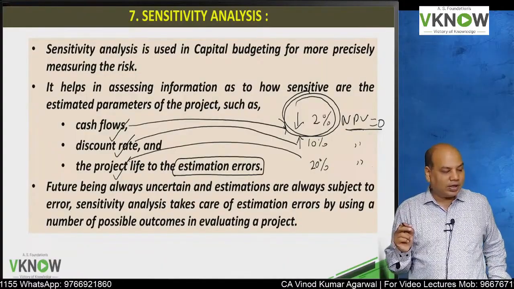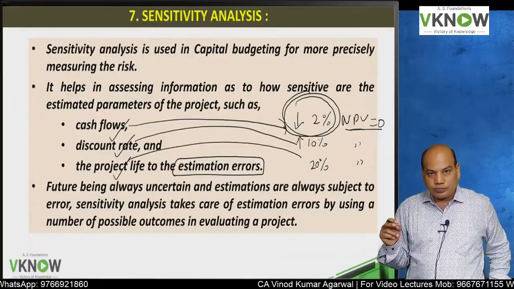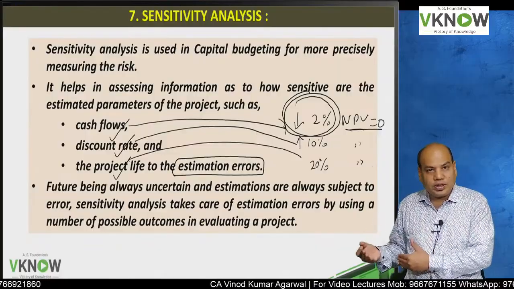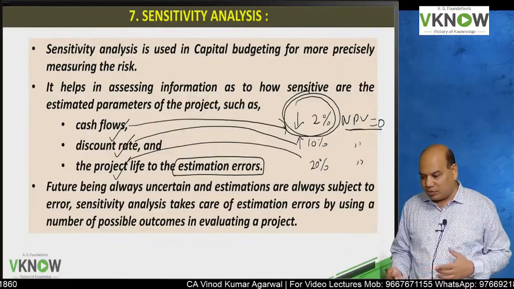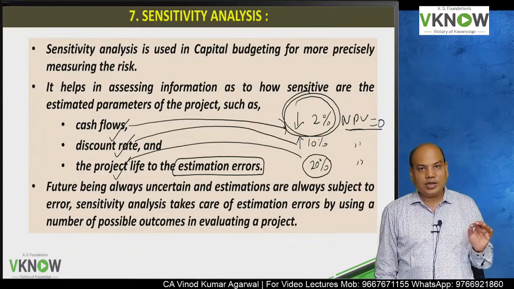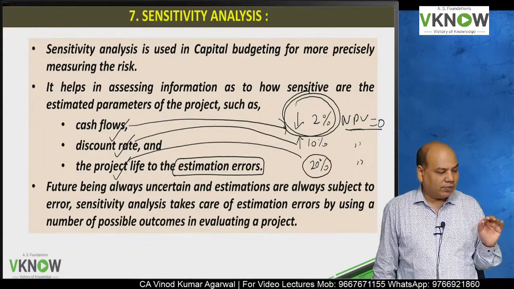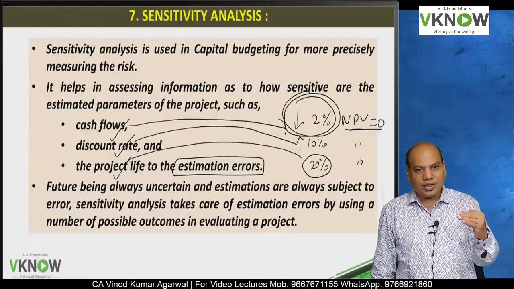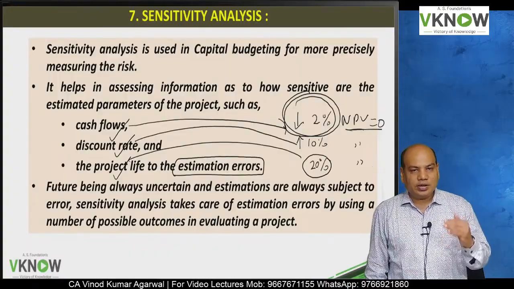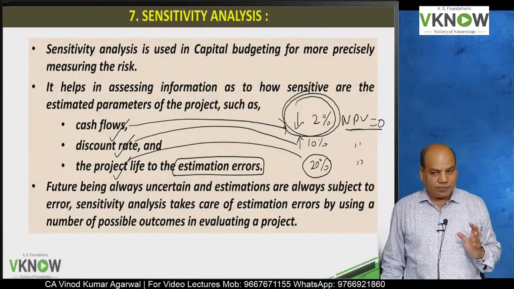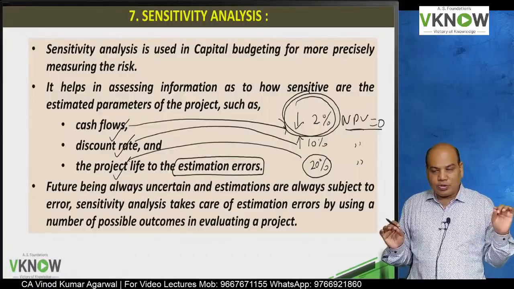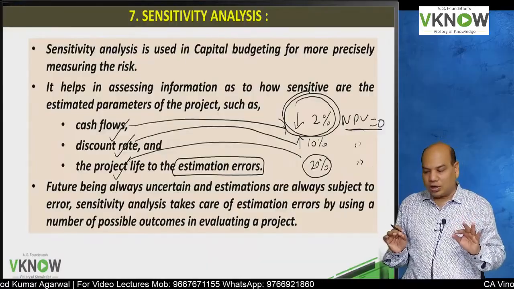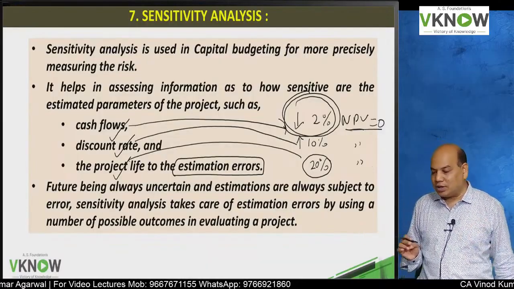Only a 2% decline in cash flow can result in 0 NPV. Beyond a 2% decline can result in negative NPV. The project is relatively less sensitive to project life, because here we have a margin of 20%. If the life of the project declines more than 20%, then the NPV can become negative. So we are able to understand which variable is more sensitive, which can cause more impact on NPV, by doing this sensitivity analysis.